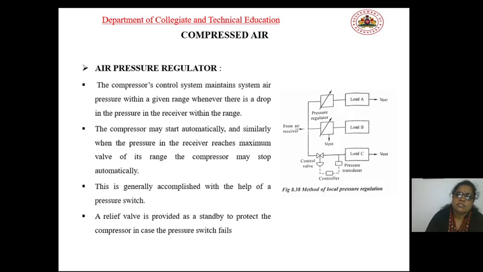The compressor control system maintains system air pressure within the range. Whenever there is a drop in pressure in the receiver below the range, the compressor may start automatically, and similarly when the pressure in the receiver reaches the maximum value of its range, the compressor may stop automatically. This is due to the help of pressure switches. A relief valve is also provided. The main function of the relief valve is to stand by to protect the compressor in case the pressure switches fail.